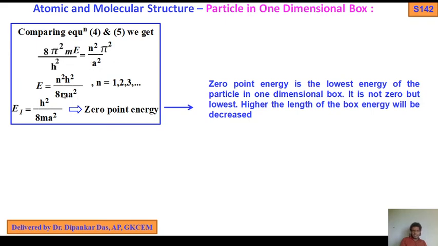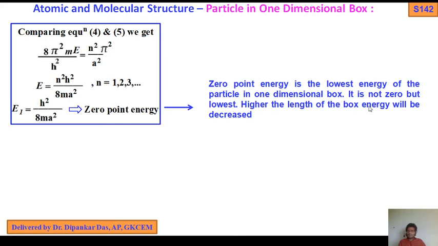Okay, and if you put the value of n equals 1, then E1 equals h square by 8 m a square, which is called zero point energy. So zero point energy is the lowest energy of the particle in a one dimensional box. It is not 0 but the lowest.